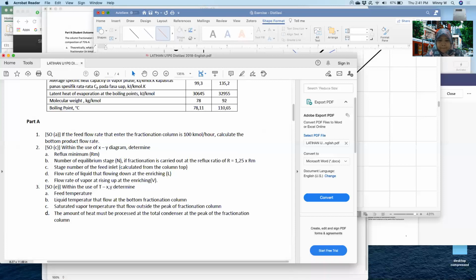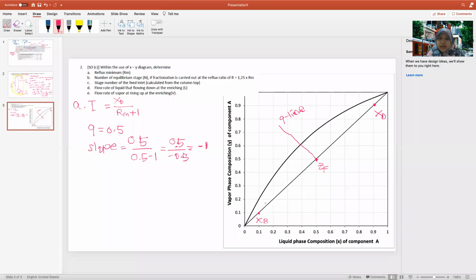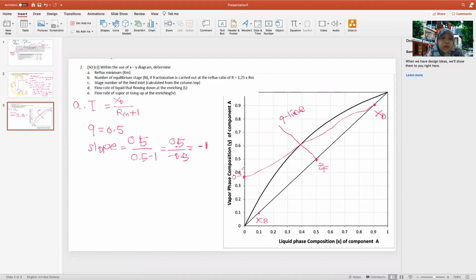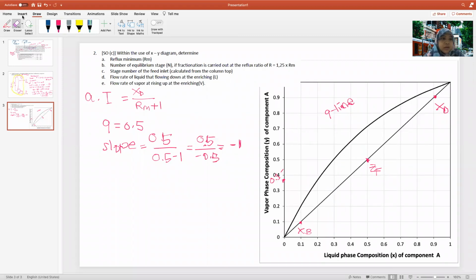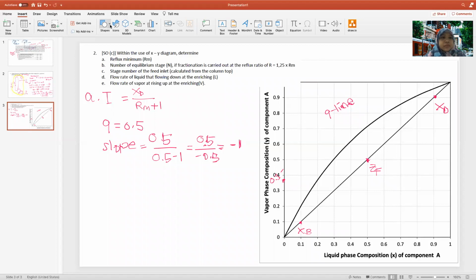So let's say when you come here, you get 0.38. Can I insert a line here? Oh yeah, I can insert a line. So I think I can just delete the previous one. There. I'm just going to use the line there. Okay, from here to here.